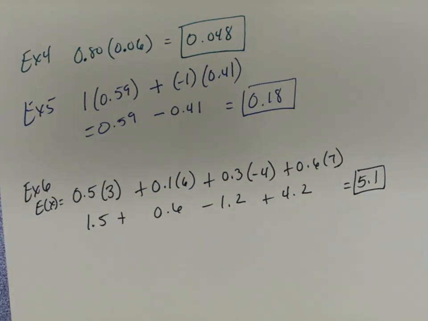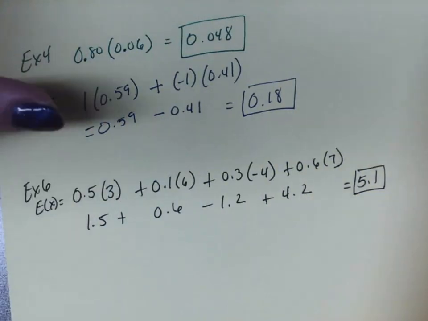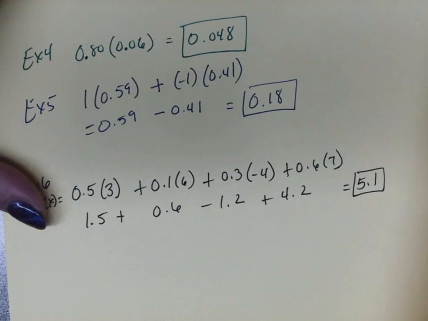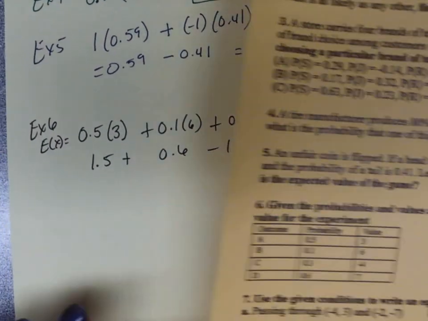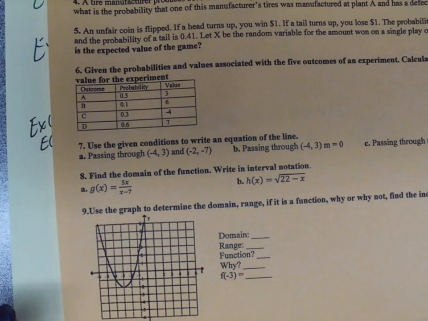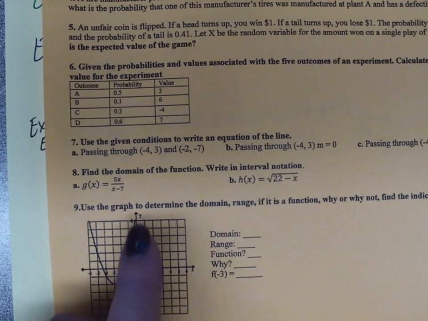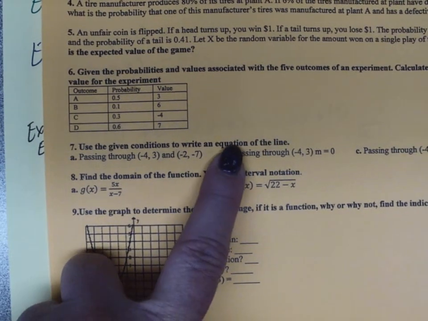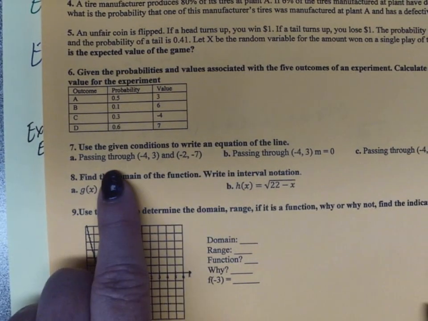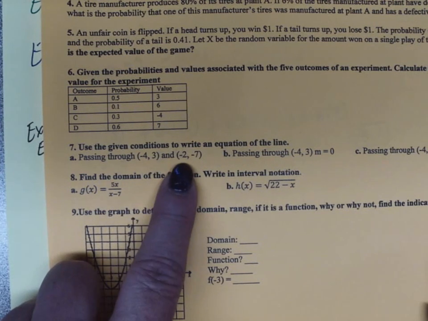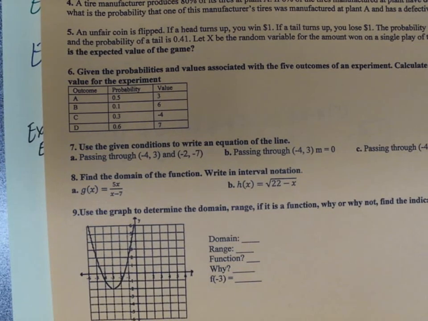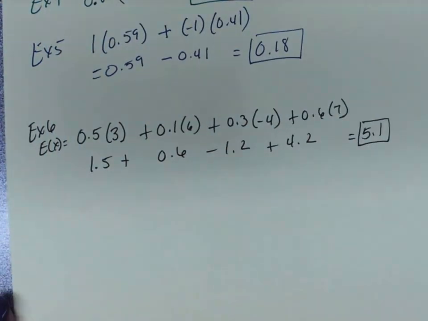All right, so our next problem, number 7. We're moving away from our probability parts, and now we're moving into the algebra that we learned. So we're going to use the given conditions to write an equation of a line. First one is passing through these 2 points. We need to write the equation of a line. There's a couple of formulas that will go with this.